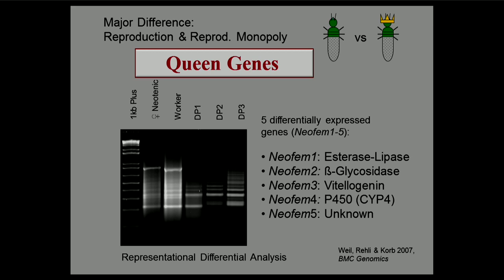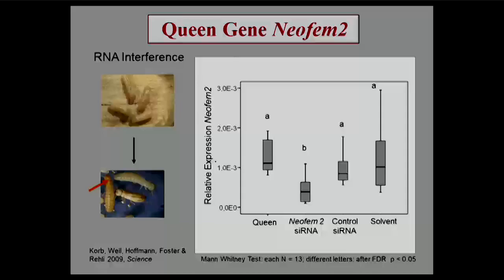In the next step, we wanted to characterize the functionality of these genes, and we started with NeoFEM2, this beta-glucosidase. What we did was RNA interference, so we knocked down the NeoFEM2 gene, and here you can see that this RNA interference experiment was successful. You see the concentration of NeoFEM2 in normal queens, then in the knockdown, and then in a control where we used control RNAi, where we just injected solvent. So the knockdown was working fine.